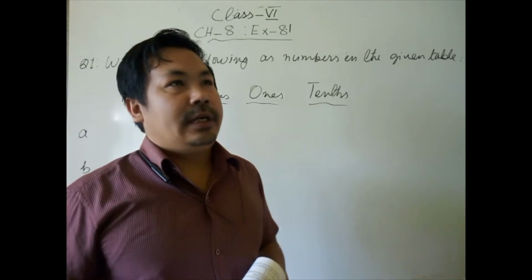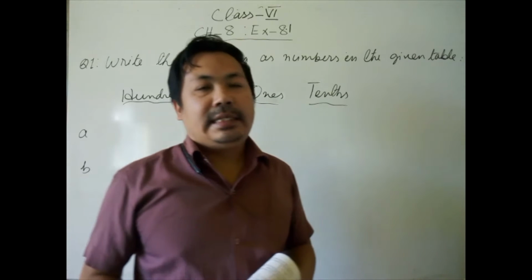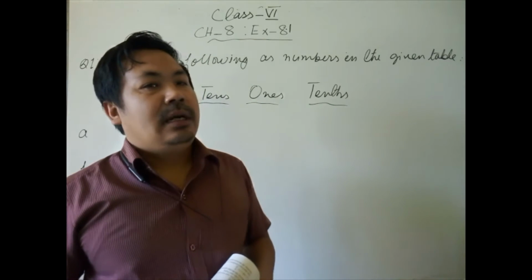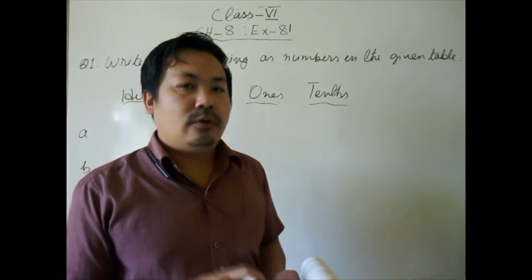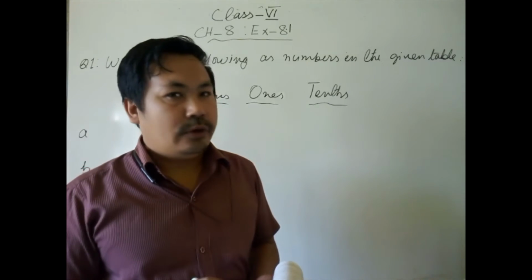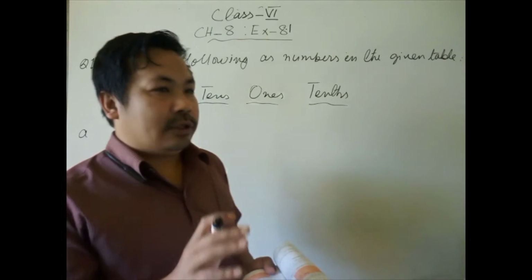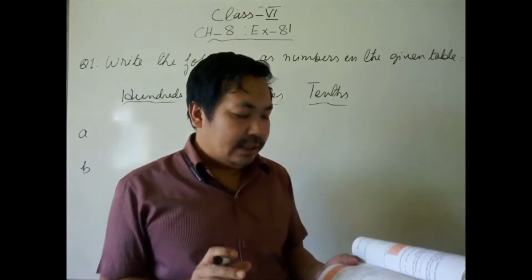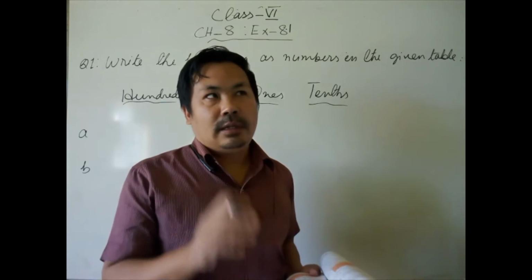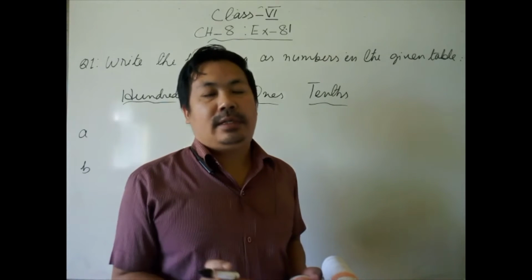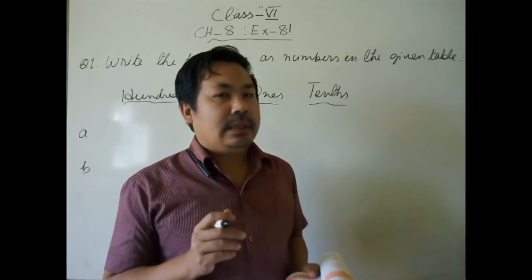Okay, so in exercise 8.1 we have question number 1. It is telling us to write the numbers in the given tables. So please refer to your book, if you have it. Otherwise you can go to the ebook that I have uploaded here. In question number 1 you can see some diagrams are given, A to D. According to the diagram, write the numbers in the given tables.